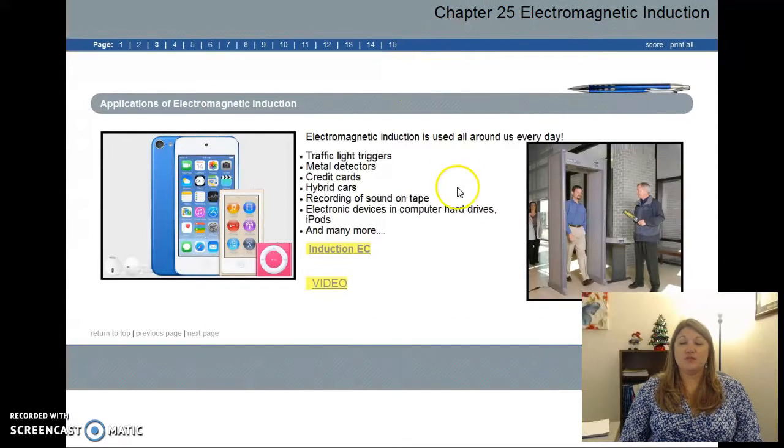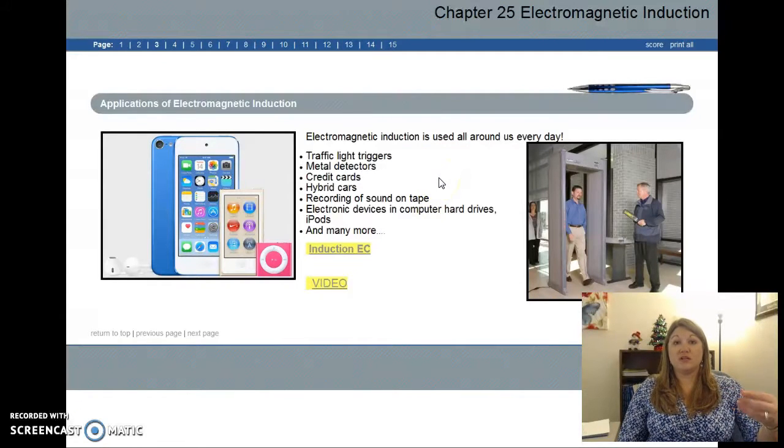Applications. You use them every day and probably don't even know about them. Traffic light detectors for when it switches to green, metal detectors, your credit cards, your debit cards, hybrid automobiles, hard drives on your computers. All of that uses electromagnetic induction. All of it was a great discovery.